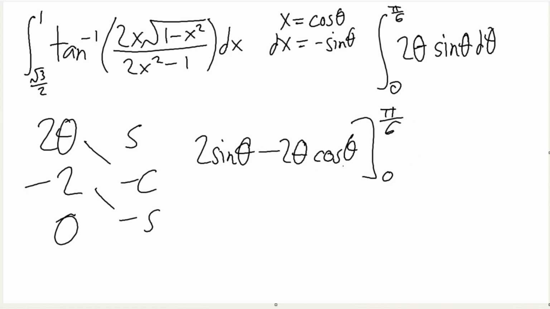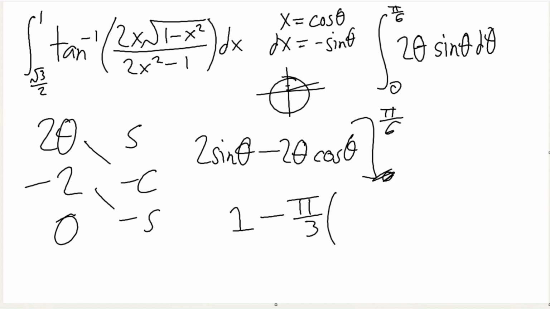Plug in 0, everything's going to be 0 because of this theta and the sine theta. Pi over 6 is here, so that's a half. This is 1 minus, and then we have pi over 3. Then what's cosine? Root 3 over 2. So our answer is pi over 2 root 3.